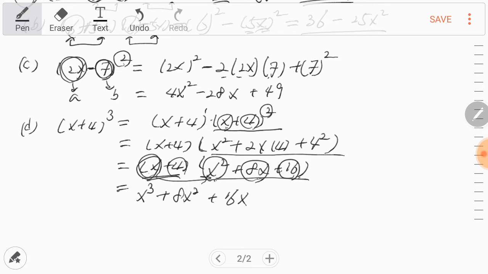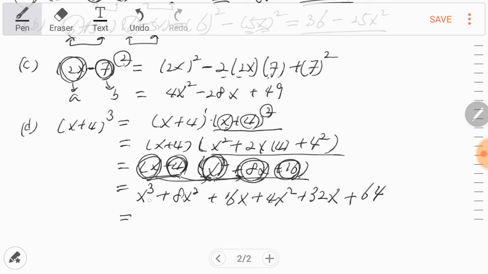Okay, next, multiply this x squared by 4. So x squared times 4 is 4x squared. Multiply this x by 4, then 4 times 8 is 32x, plus 16 times 4, so 64. And then combine the like terms.